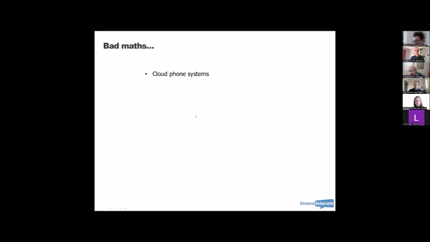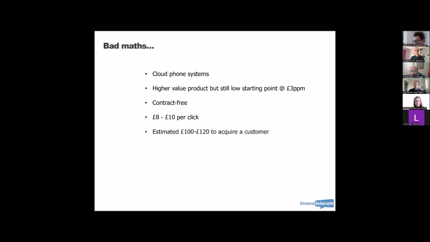However, one of our other products, our cloud-based phone systems, is a really important product for us because it contributes about 80% of the margin of our business. It's a higher value product, but again, still a low starting point at £3 a month. And again, contract free, so customers can cancel at any point in time. Now, that was costing us between £8 and £10 a click, so that's a different kind of beast entirely. And we were estimating up to £120 to acquire a new customer.